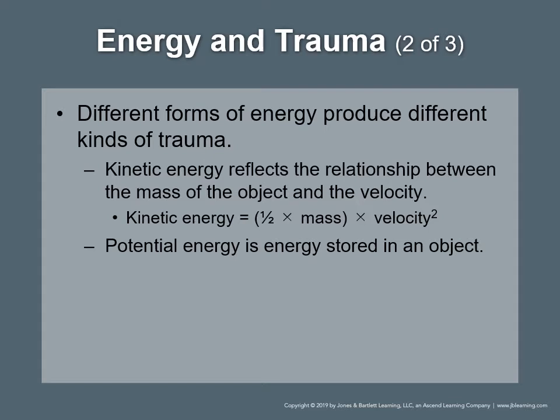Mechanical energy is energy from motion. Kinetic energy reflects the relationship between the mass of the object and the velocity at which it is traveling. Kinetic energy is equal to 1/2 times the mass times velocity squared. Potential energy is energy stored in an object, such as a brick sitting on a building ledge.